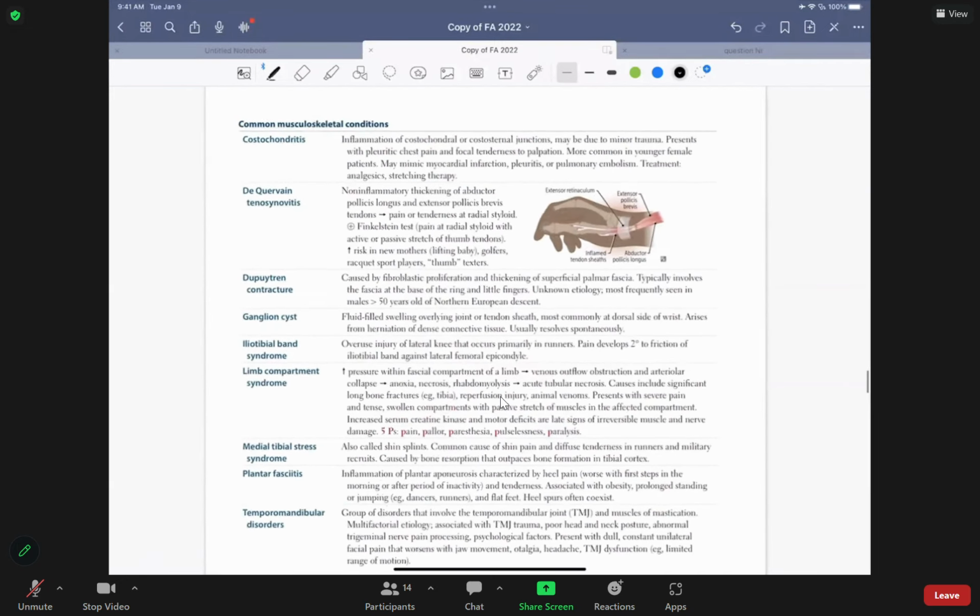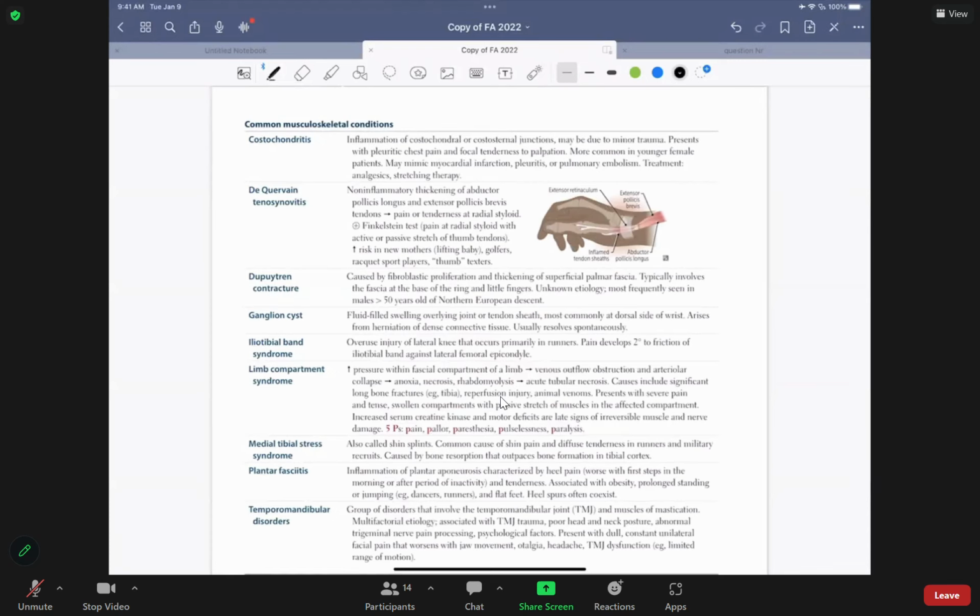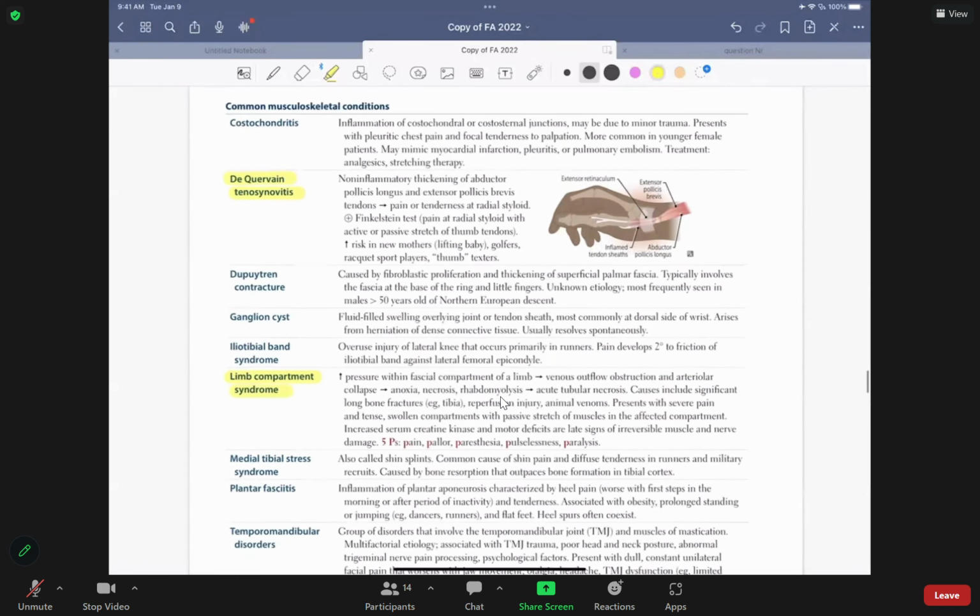Okay, this was the page I was reading. Let's go here. There are some common musculoskeletal conditions. Two things, the most high yield here. These two are considered super high yield.